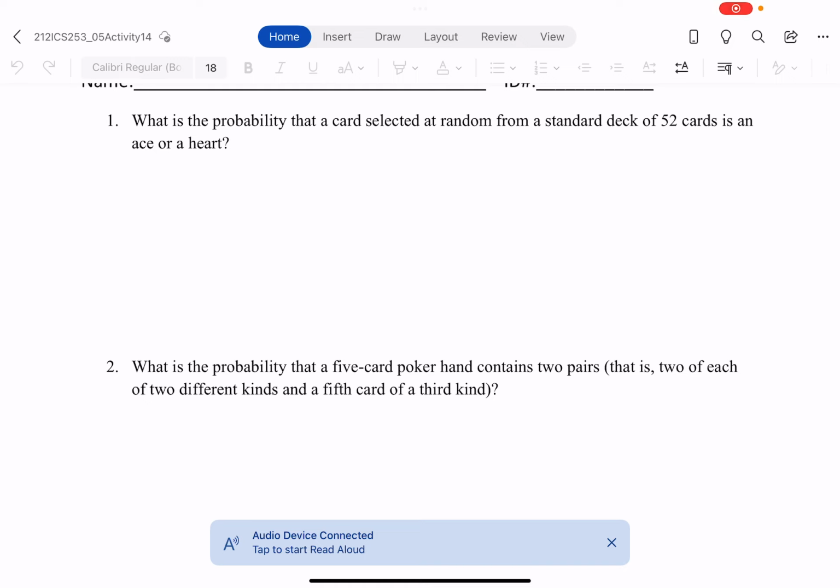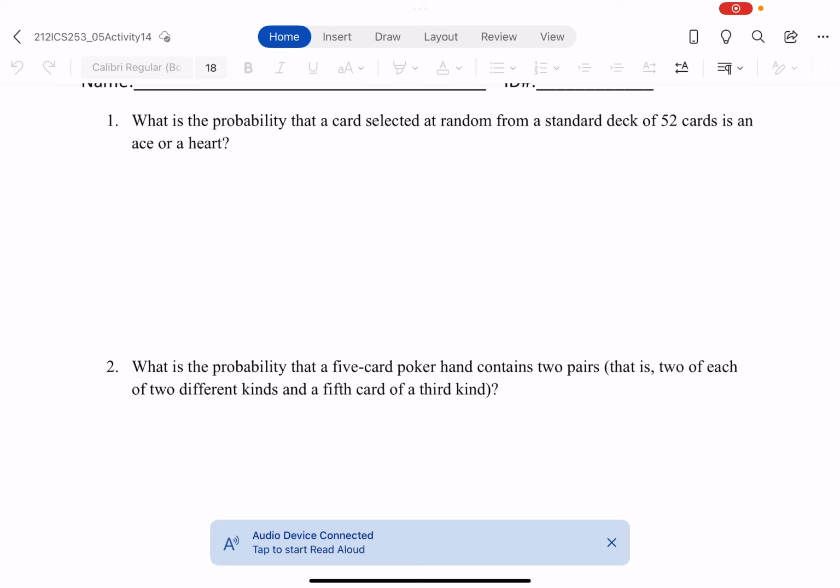Go ahead. The probability of drawing an ace is 4 over 52. The probability of getting a heart is 13 over 52. And the probability of the intersection of them is 1 over 52, because one of the aces is actually a heart. So basically it is 4 over 52 plus 13 over 52 minus 1 over 52.